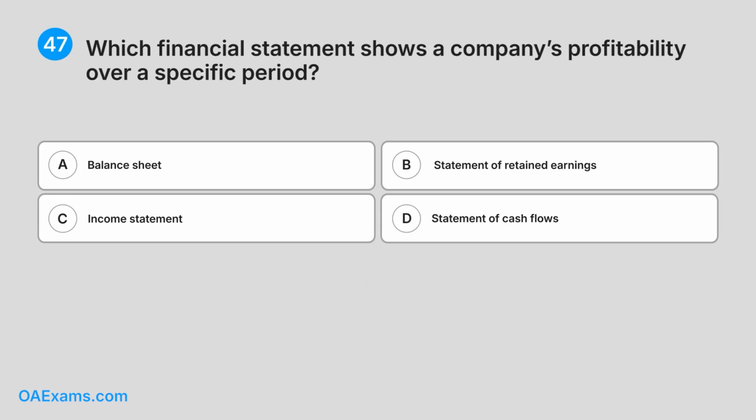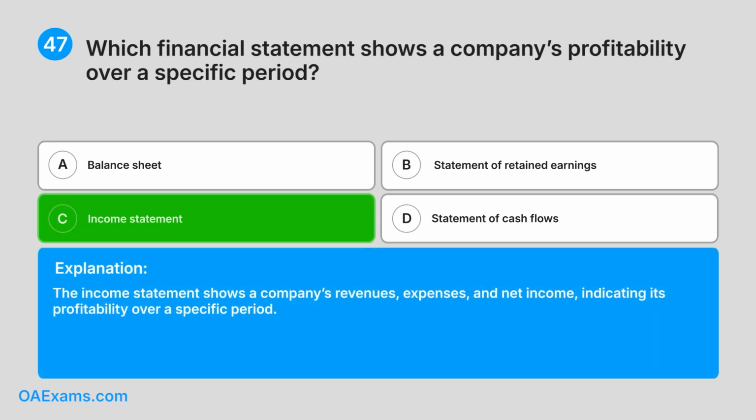Correct answer. C. Explanation. The income statement shows a company's revenues, expenses, and net income, indicating its profitability over a specific period.